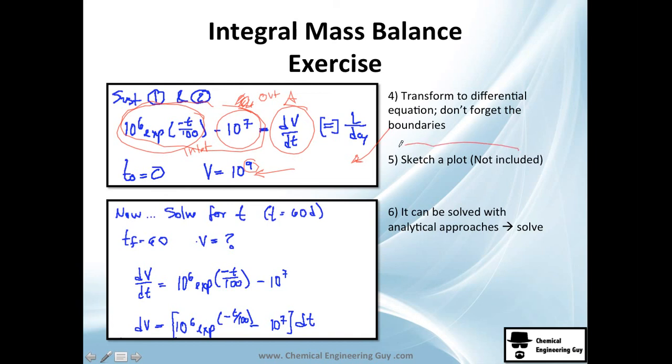They tell you to sketch a plot, which is recommended. I didn't include it, so I continue to solve it. I can solve it, yes. Now solve for t equals 60 days. So how much volume am I going to have then?